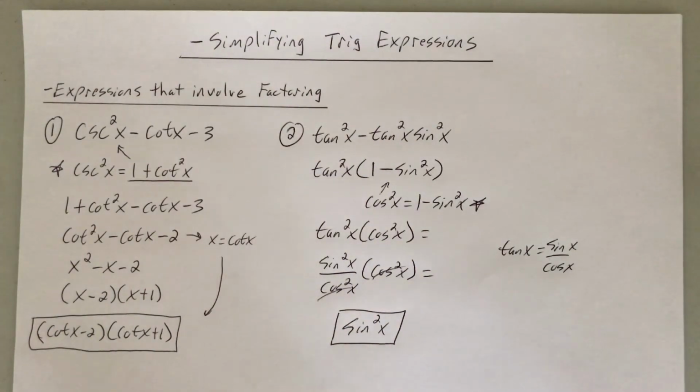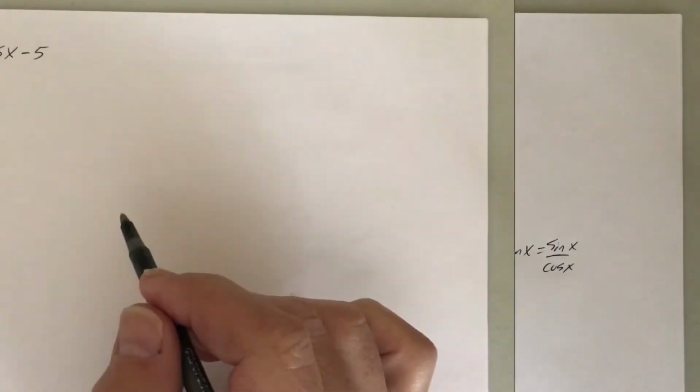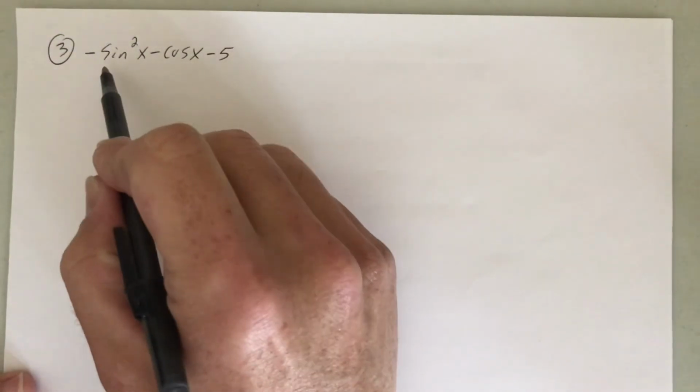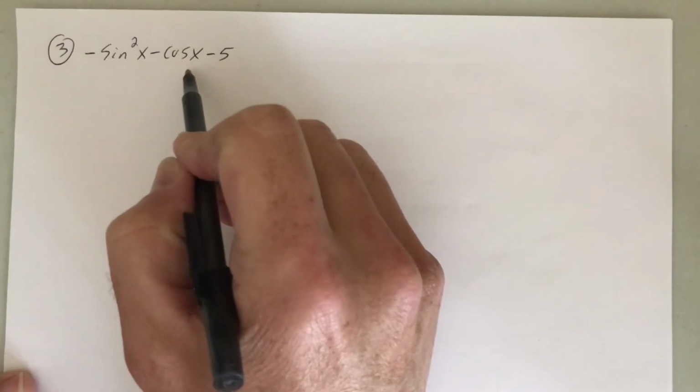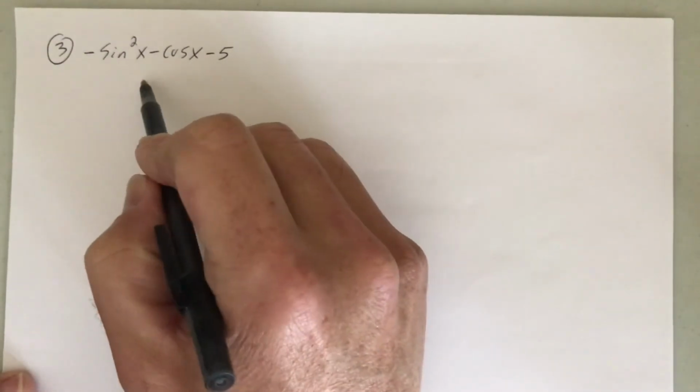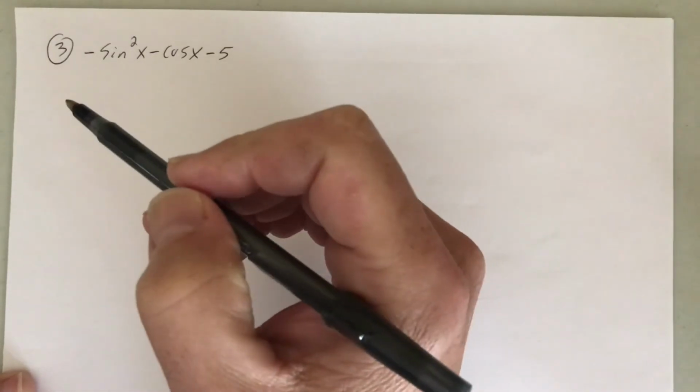All right, let's take a look at number 3. Looking at number 3, you can see we get negative sine squared x minus cosine x minus 5. Again, it looks like that trinomial that we want to factor, but we've got two different trig functions. So what can we do?